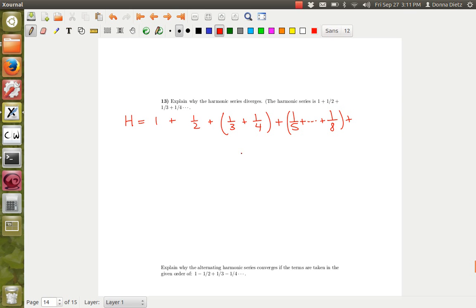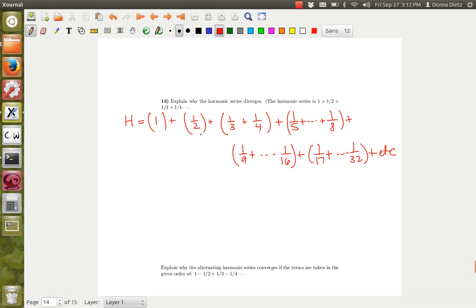Okay, plus 1/9 plus all the way up to 1/16. That's the next group. Plus 1/17 all the way up to 1/32. Now I can say etc., and it should be clear. There we go. Each of these groups is equal to or greater than 1/2.